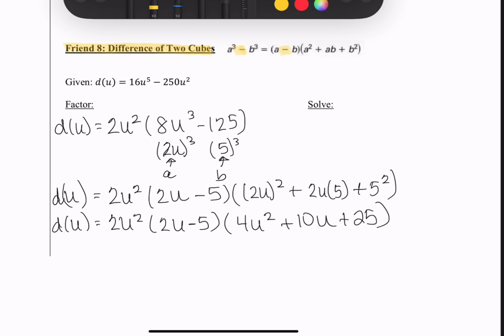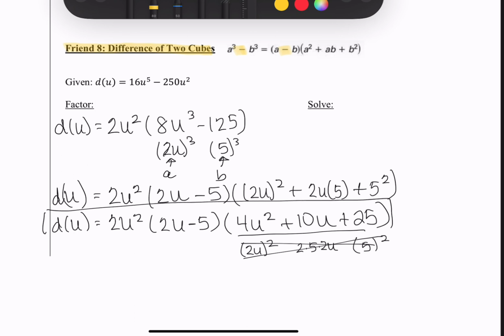Now I need to ask myself, is that completely factored? And I don't actually think it is. I'm looking at this trinomial here, and that looks like a perfect square trinomial, right? First term could be 2u squared. Last term would be 5 squared. And if I took those two together and doubled it, I don't think it is. That would end up giving me 20u, so I lied. That is not a perfect square trinomial. It cannot be factored any further. So this is the complete factorization.